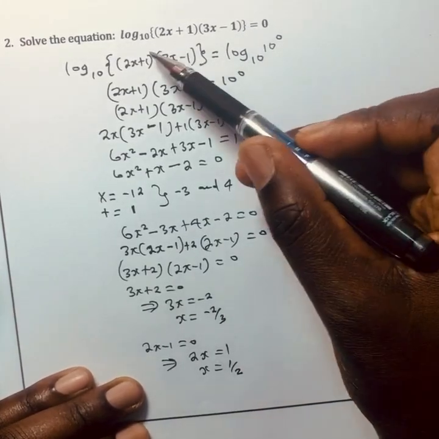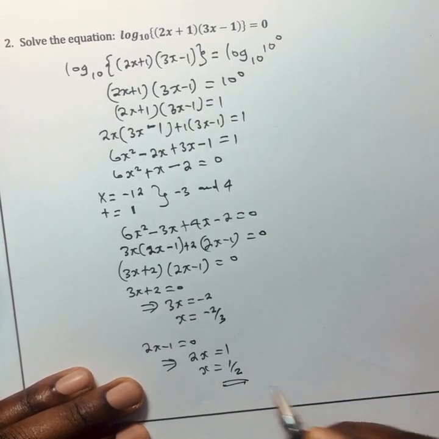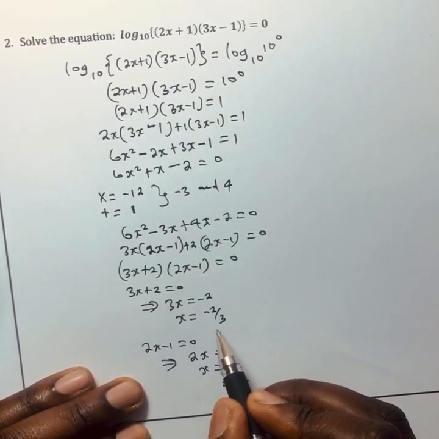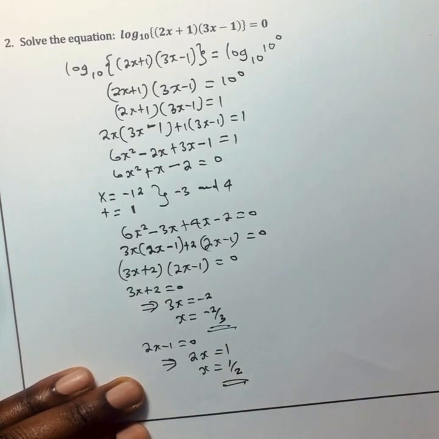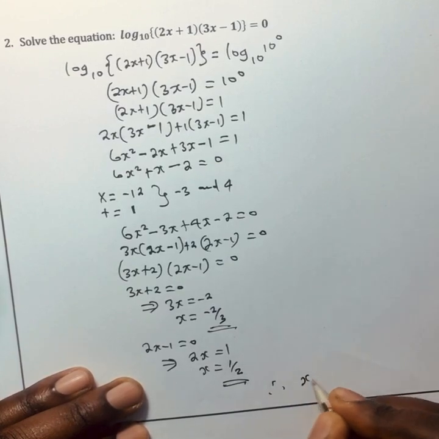But look at this, we are getting the log of a number. So in this case we're going to go with a positive value because we cannot get the log of a negative number. So we pick x is equal to half.